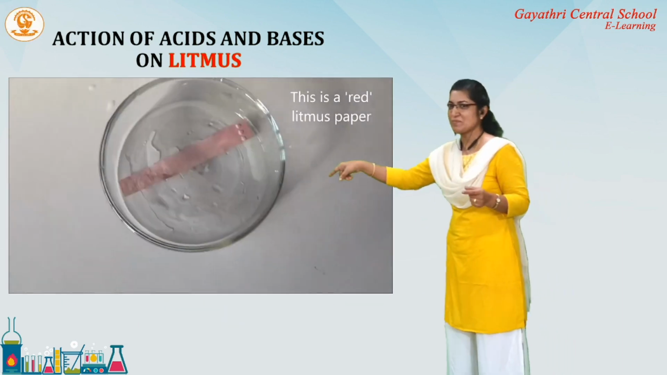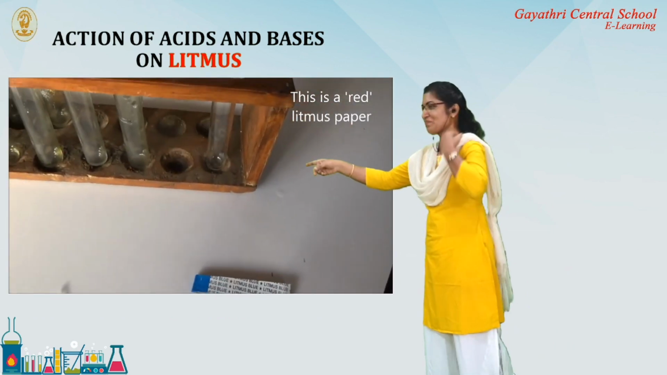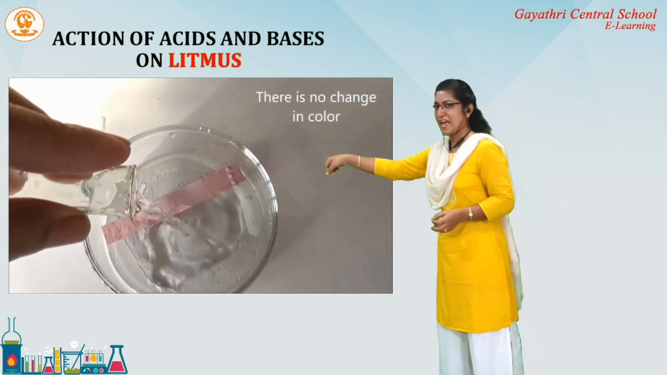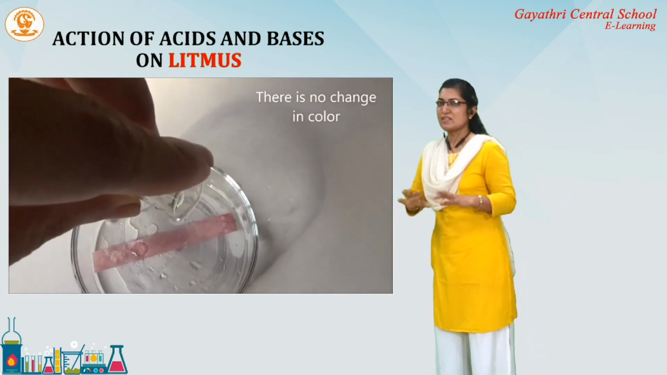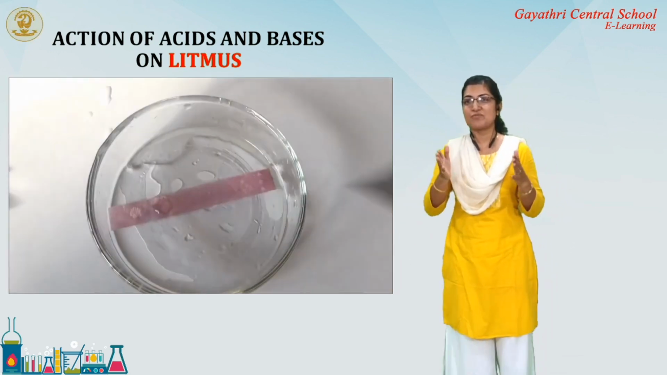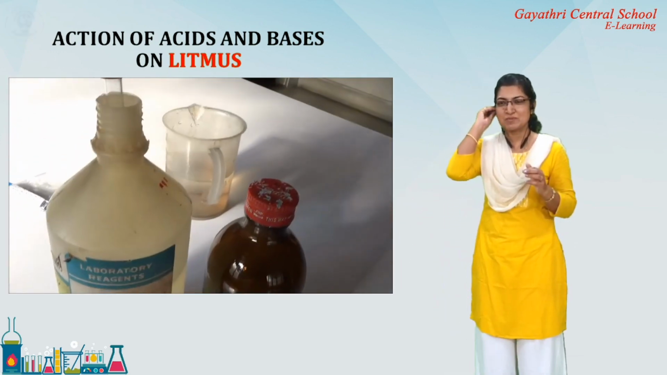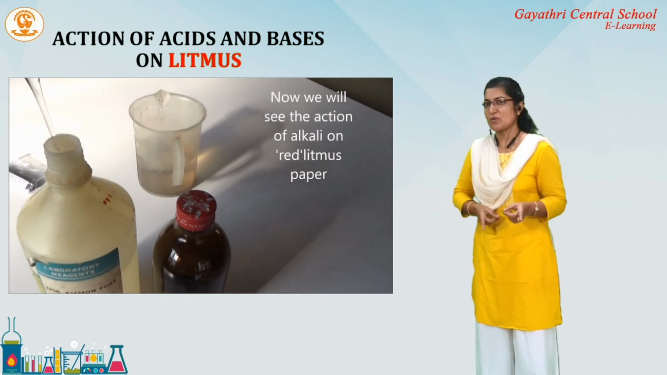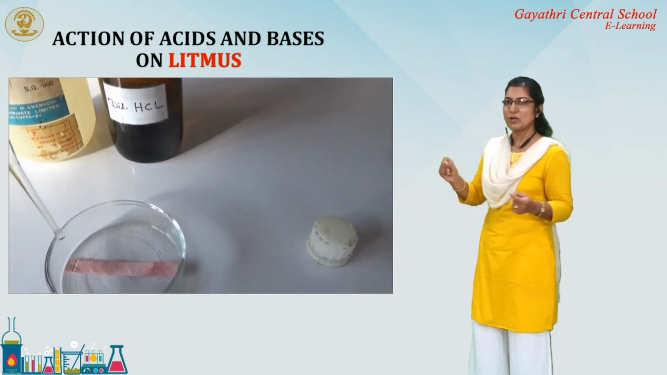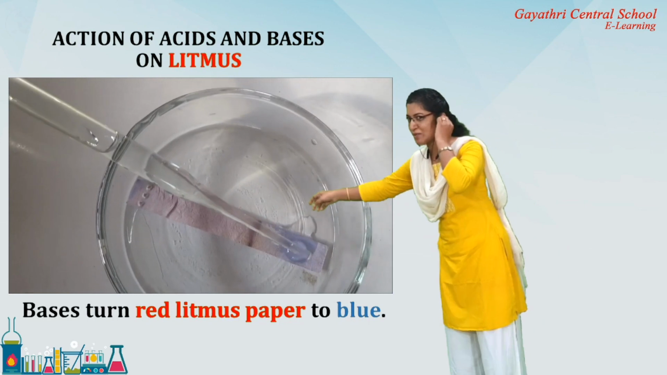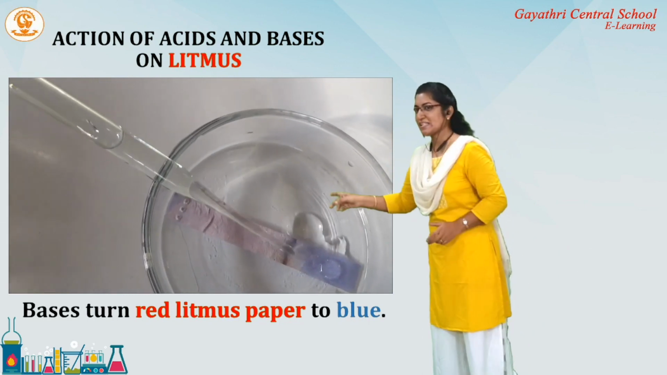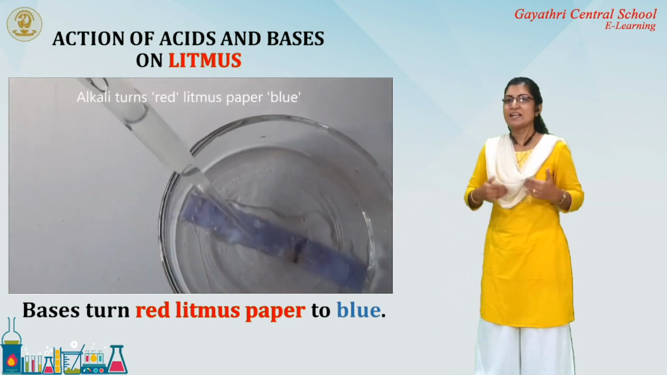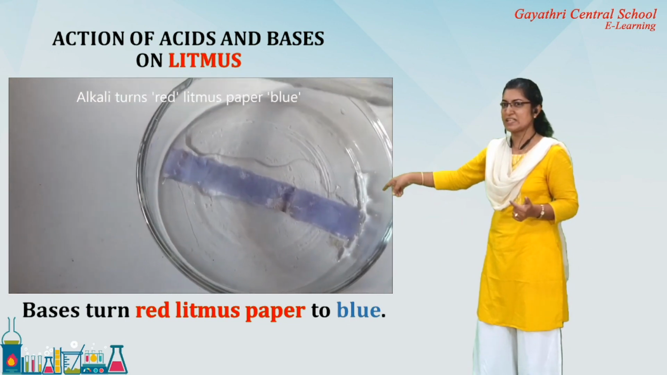Now if you take a red litmus paper and put acid there, will you see a color change? Here we are going to put acid on the red litmus paper, so no color change is observed. So if you want to check for acid, which litmus do we use? Blue litmus. Now check for the bases. Now you put bases on the red litmus paper. What is the color change? When you put a base on red litmus paper, red litmus will turn to blue.